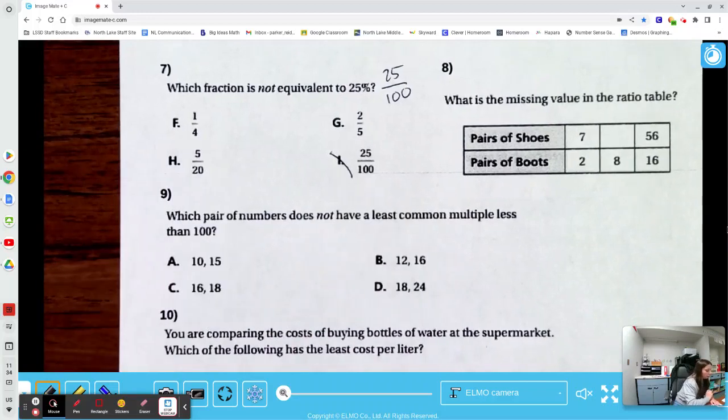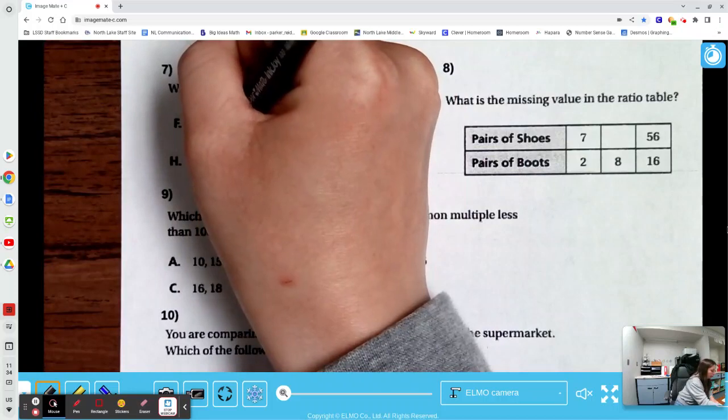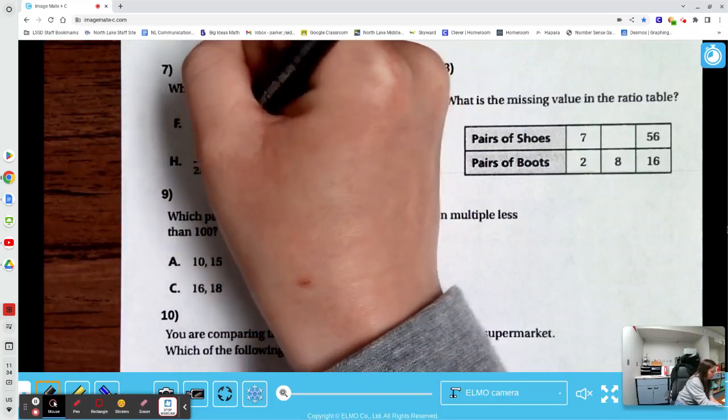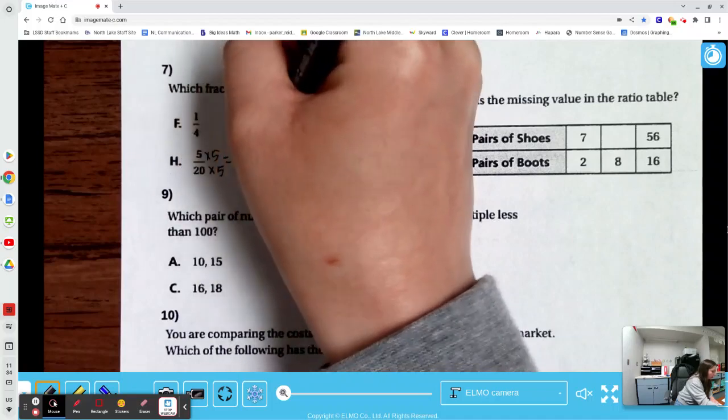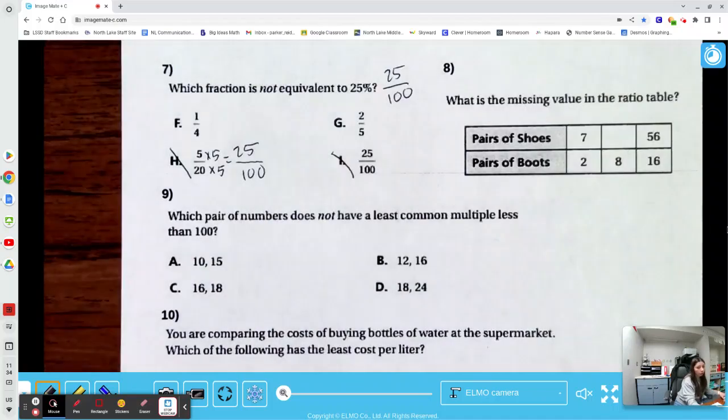Now, none of the other ones show 25 over 100, so I'm going to try and turn the bottom numbers into 100 and see what I get. 20 times 5 that gives me 100. If I do the same to the numerator, 5 times 5 is 25. 20 times 5 is 100. So option H would also be 25%.